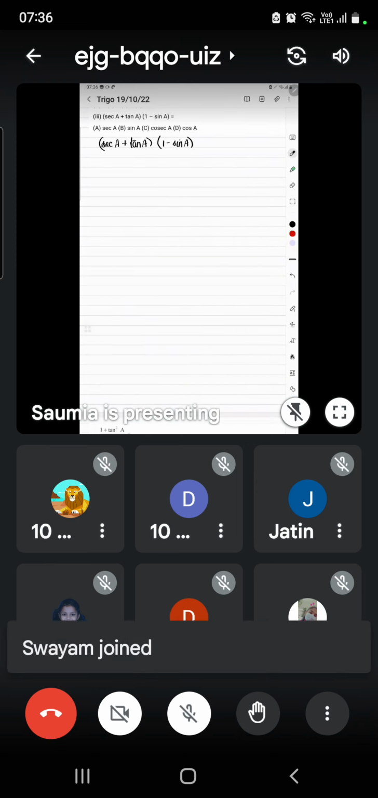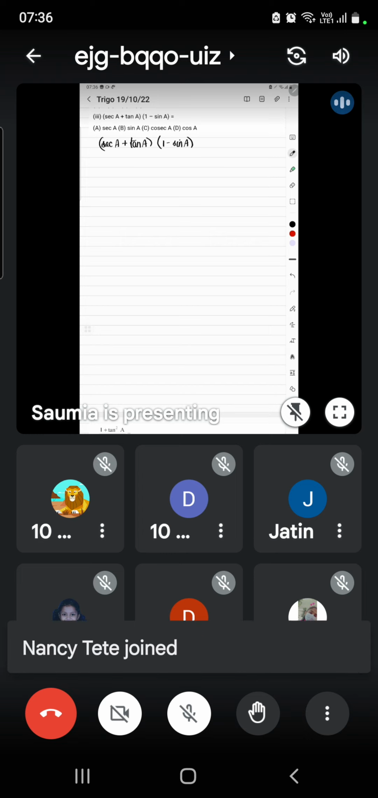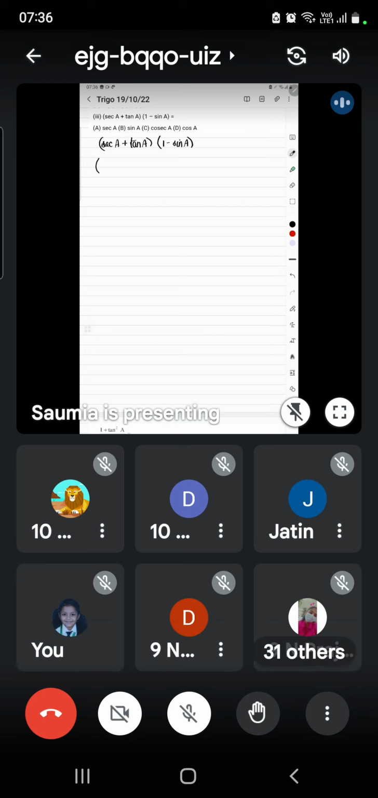Now, let's slowly use whatever identities we know. We cannot use the cos square theta plus sine square theta identity because they have squares. So here we'll try to use the reciprocal identity. Sec A can be written as 1 by cos A. Tan A can be written as sin A by cos A. Do feel free to interrupt me if you do not follow anything. Now, let us look at each of these expressions.